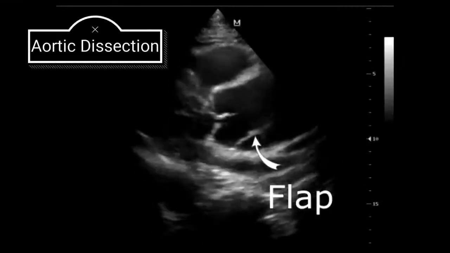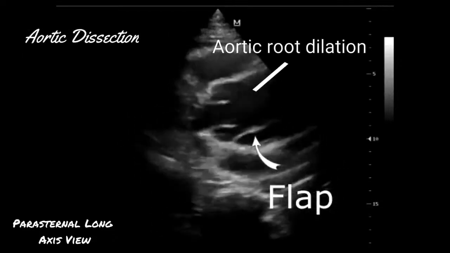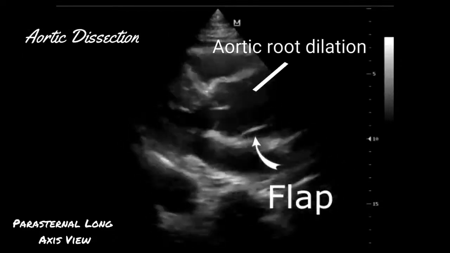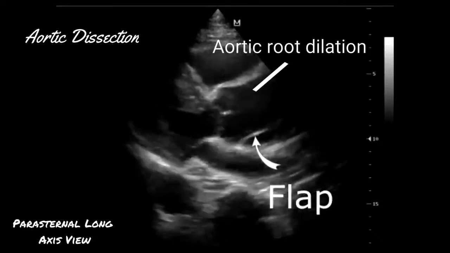Here we have a last video for aortic dissection. This is the parasternal long axis view showing aortic dissection. We can see that the aortic root is dilated and there is an echogenic intimal flap within the dilated aortic root.